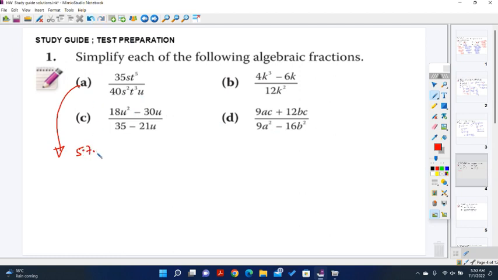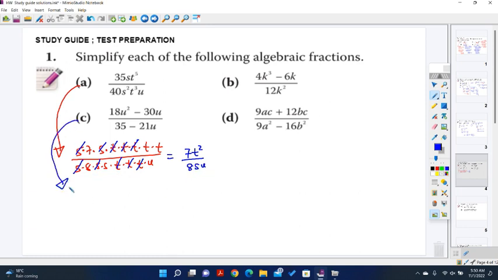5 times 7 times s times t, 5 times. And then the bottom I can write it as 5 times 8 times s times t, 3 times, another u. So then I just cross out the things that are the same. So it's 5, 5, 1s, 3 t's, 3 t's. Then what I have left is 7 and 2 t's, which is 7t squared, divided by 8s and u.